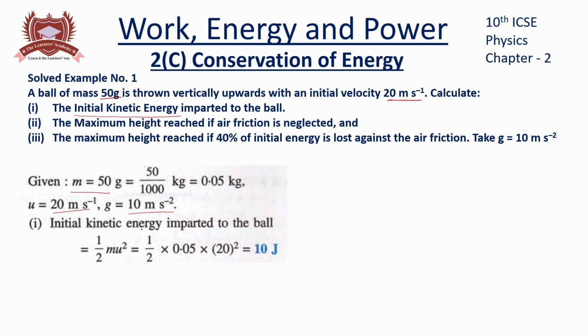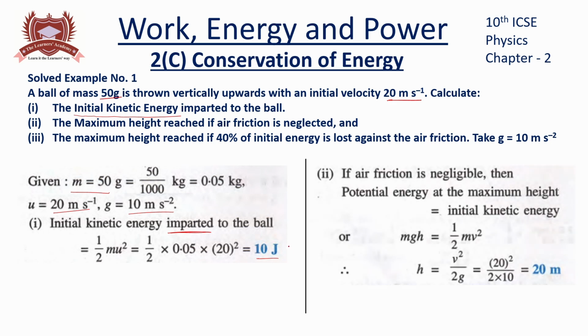Now the initial kinetic energy imparted to the ball. Energy imparted basically means the energy that is given to the ball. We know that the kinetic energy formula is half m v square, so we write it as half times 0.05 times 20 square, which comes out to be 10 joules. So this was our first part. This is the energy that is given to the ball.